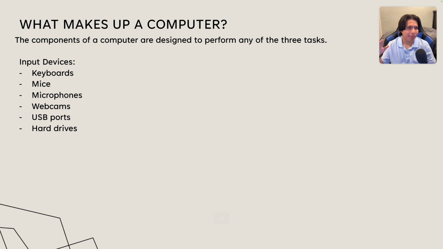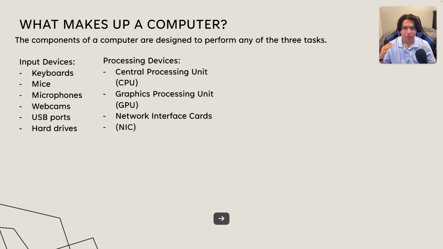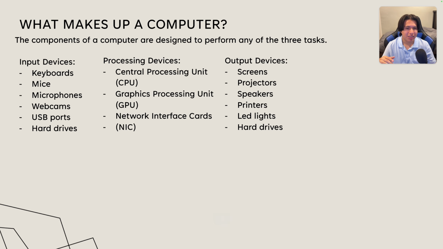Some devices that make up the input side are going to be keyboards, mice, microphones, webcams, USB ports, and hard drives, among many other things as well. Some processing devices are going to be the central processing unit, the brains of the computer, like we mentioned before, graphics processing unit, GPU, and network interface cards, the NIC. Output devices are going to be seen through screens, monitors, projectors, speakers, printers, LED lights, and hard drives.